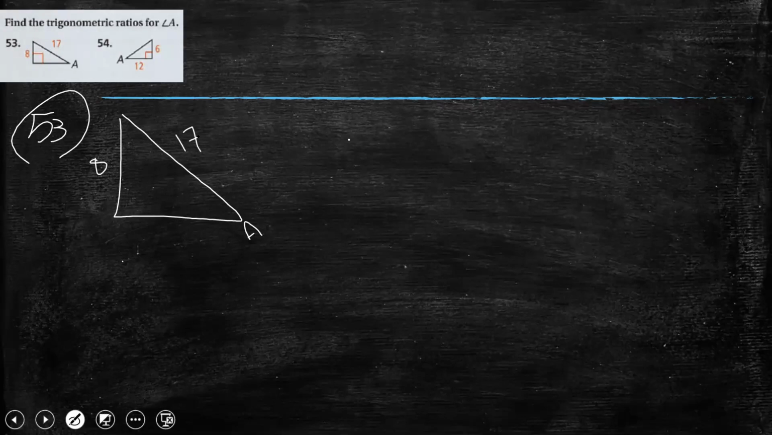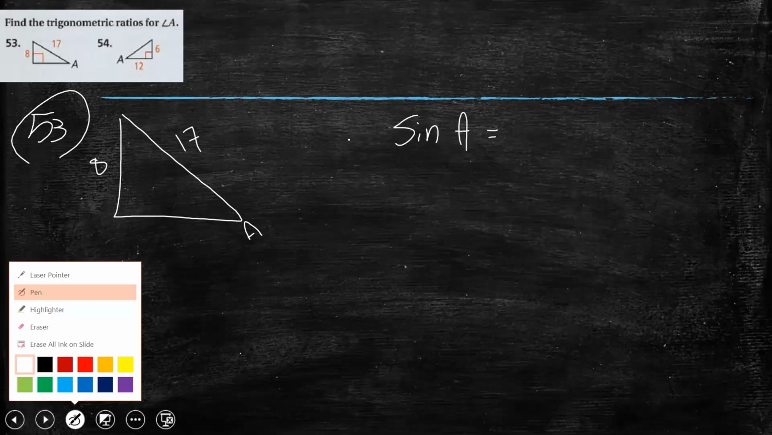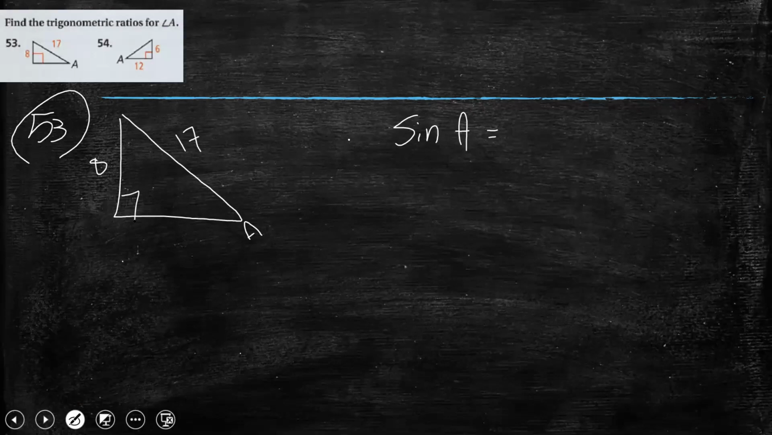Now, to find the sine, cosine, and tan here, as you see, we have two sides only. So can I find the sine of angle A? What is the sine of angle A here? Sine is opposite over hypotenuse, which is 8 over 17.